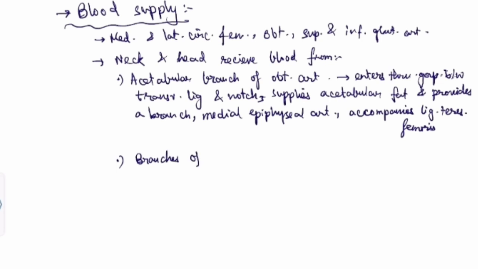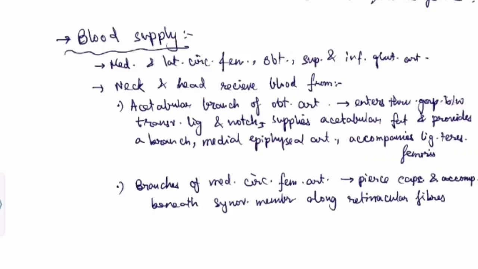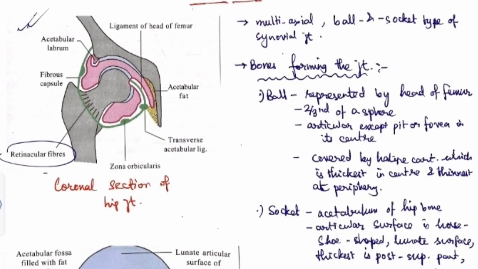Branches of medial circumflex femoral artery. They pierce the capsule and accompany, beneath the synovial membrane, along the retinacular fibers. Let's go over and see the retinacular fibers. Can you see them? These arteries basically come from here and go along these lines. They circulate the femur. You can see that they go along these lines. Okay, let me just erase it now.